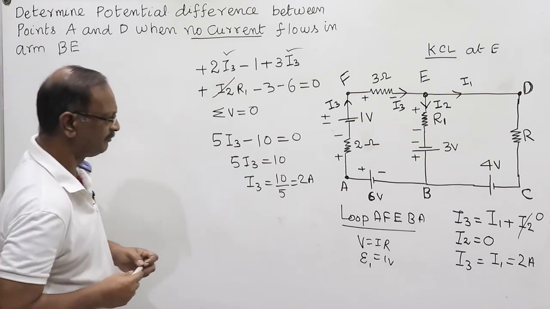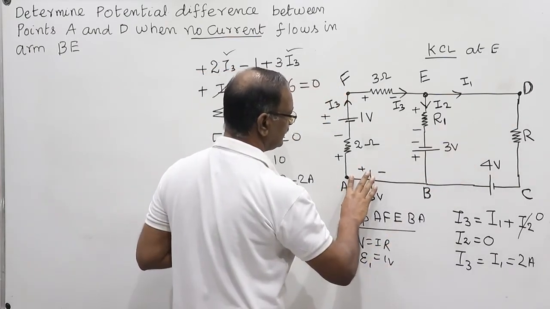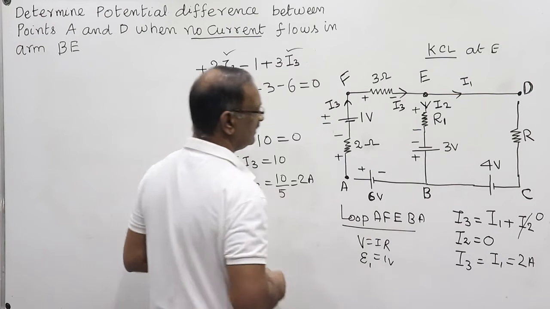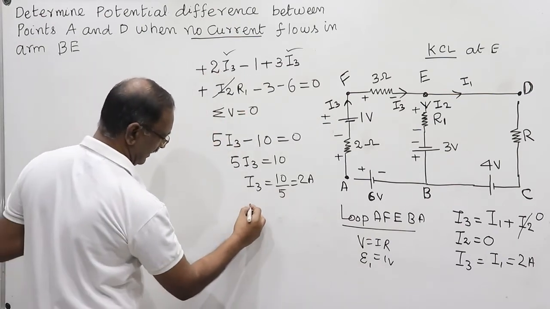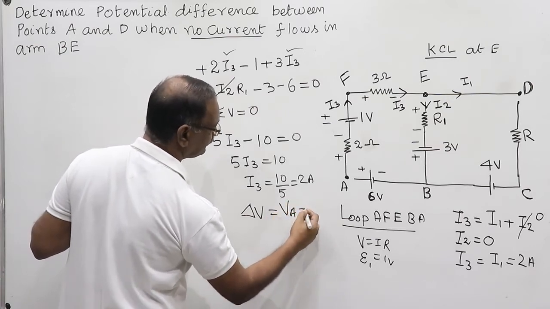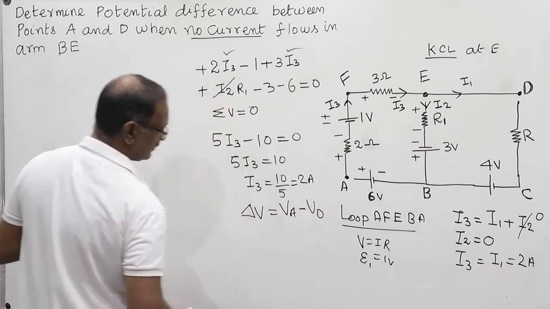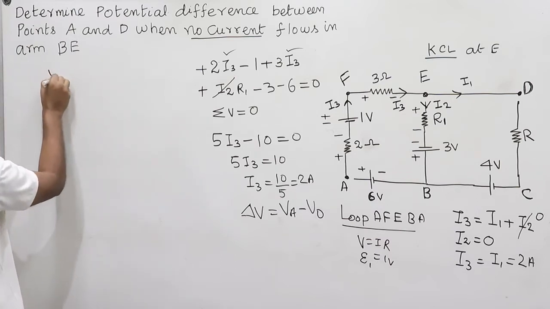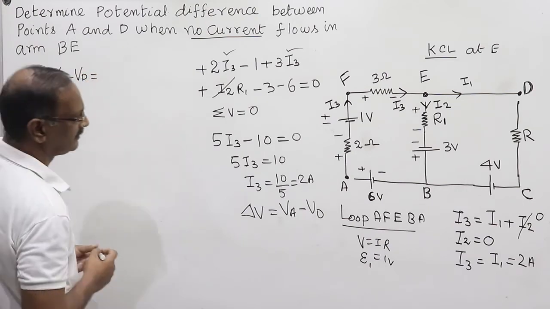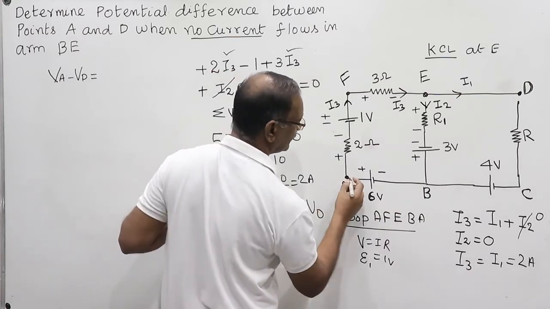Now we have to find the potential difference between this point and this point. We assume that we are going from here, and we are not worried about this other point. We can write the potential difference across the points A and D. So what is VA minus VD? It is the potential difference between this point and this point. This is not discontinuous, it is continuous.